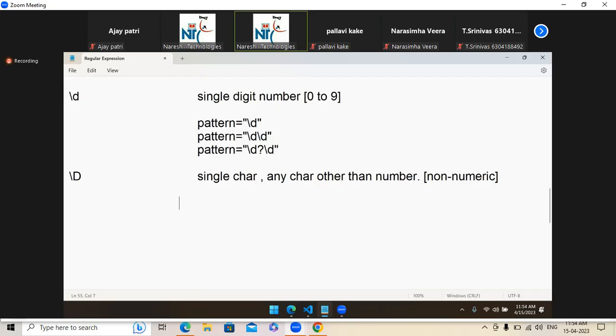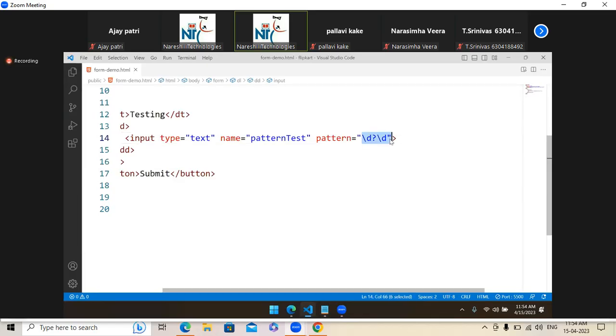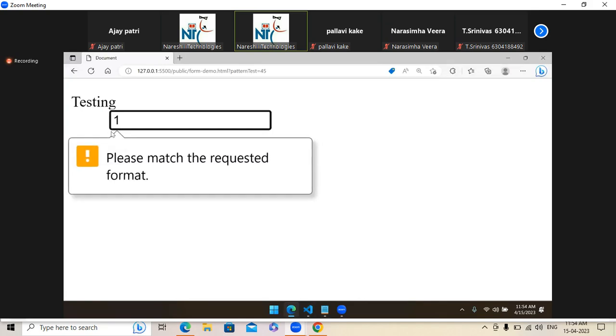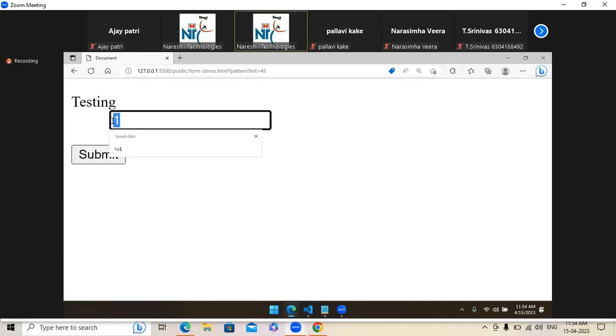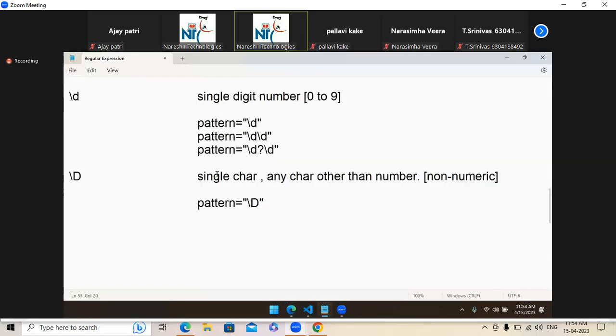So you can write like this. We can write the pattern, same, slash uppercase D. You see, I have written the pattern here, slash uppercase D. Then what happens? I entered a number, not allowed. Uppercase alphabet allowed, lowercase allowed. Symbols allowed, but number not allowed. Any other character is allowed.